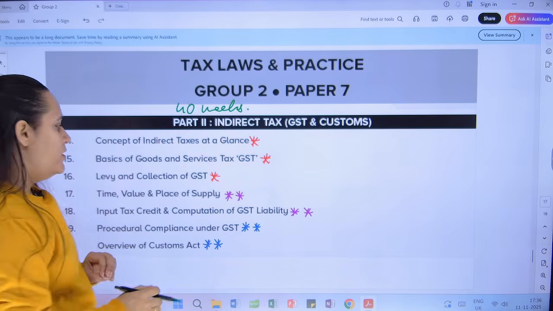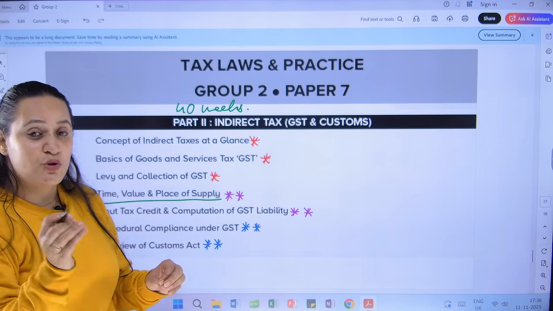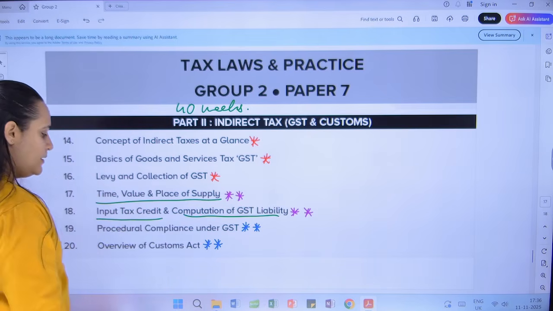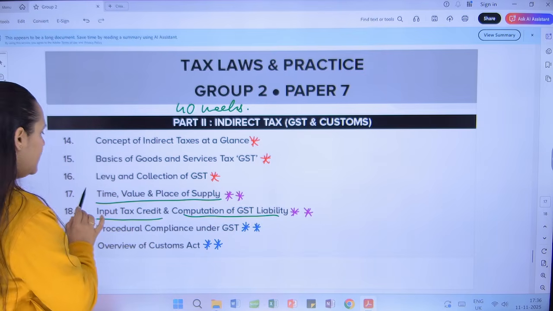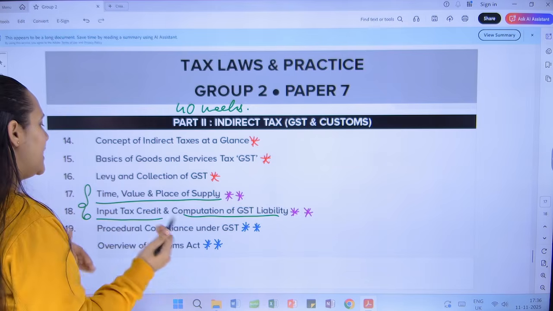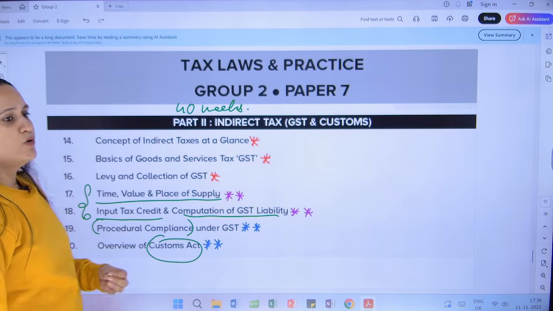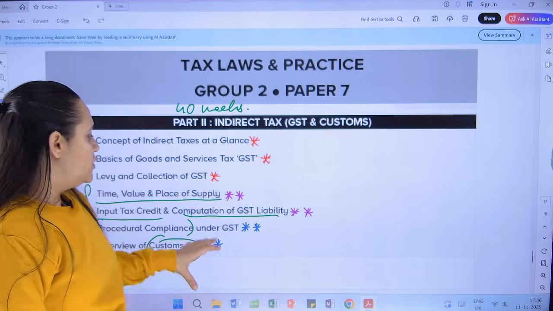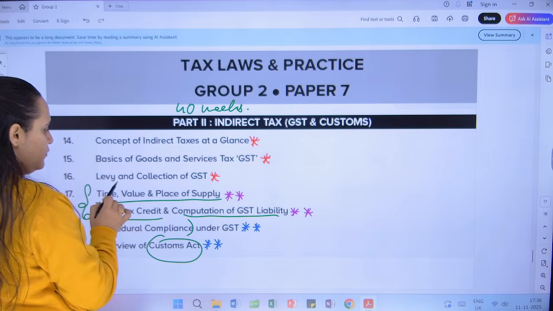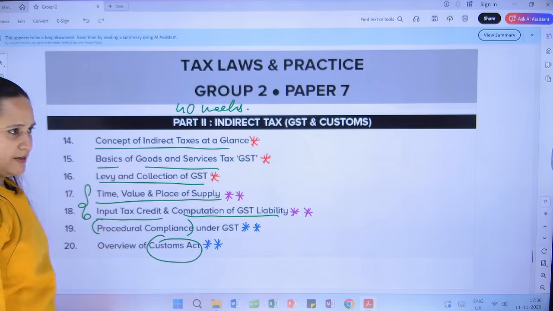you are going to focus on time, value and place of supply, very, very important. They are going to ask you to identify. Then you have input tax credit and computation of GST liability. These are the two significantly important chapters under the GST laws. Then second important becomes your procedural compliance as well as customs provisions. Definitely there are going to be questions from the Customs Act, so that becomes relevant. And lastly, you are going to focus on the basic aspects of levy and collection of GST, basics of GST and concept of indirect tax.